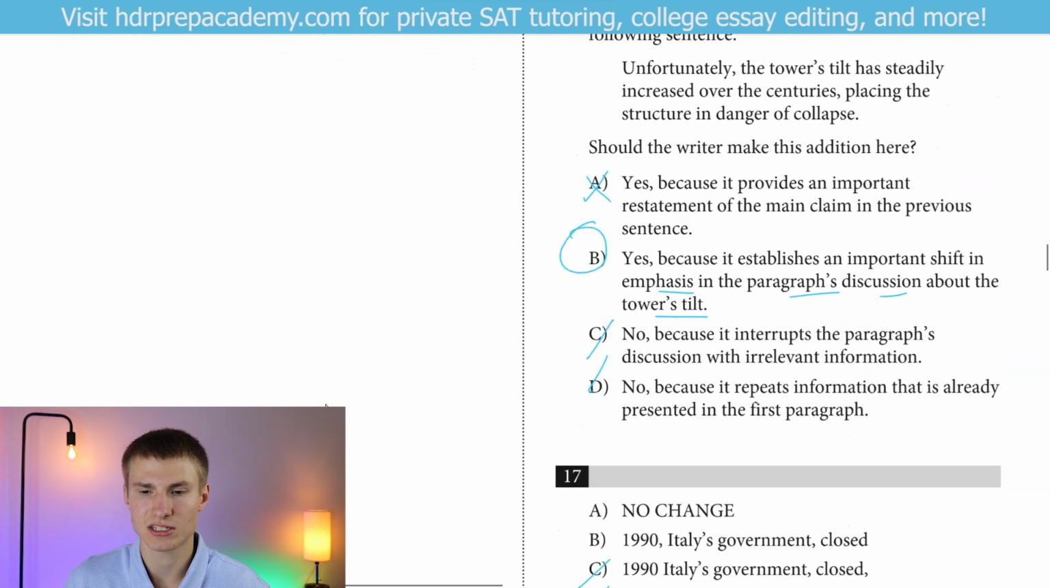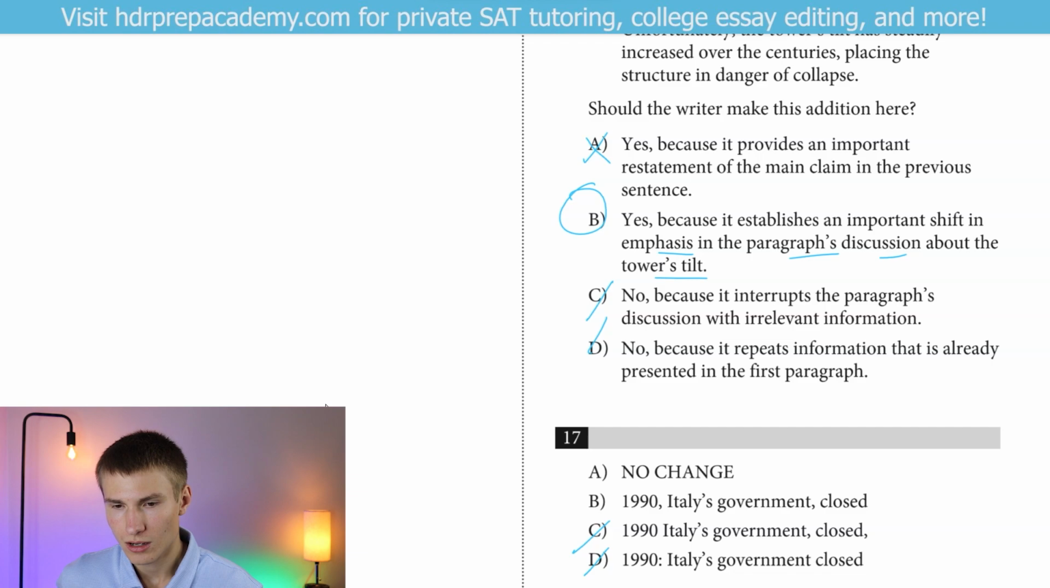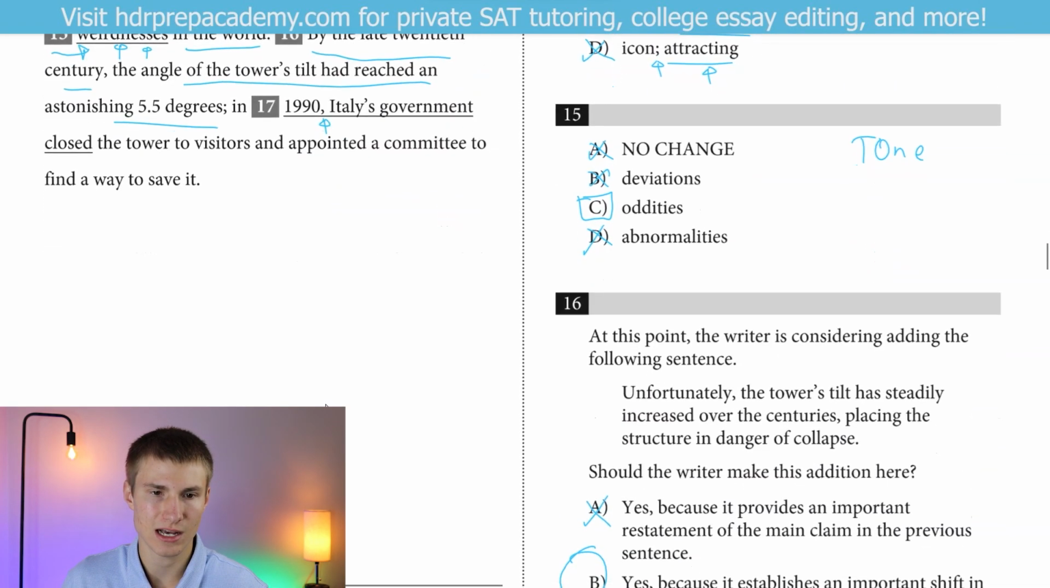Okay, so the next thing that we have as a difference between A and B is commas right here, between Italy's government and closed. We don't need to have a comma there, so we can get rid of B. Our answer will be A. We only need that comma after 1990, and then we're good to go.